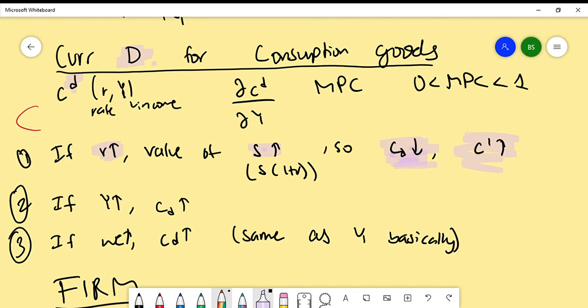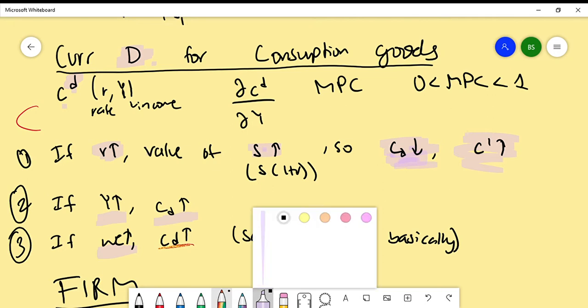Another thing is it's also dependent on income, because if I have more income, I'll want to consume more, so this thing will increase. Also, if the lifetime wealth increases, then my demand for goods increases. And this is sort of the same thing as the Y thing, basically.